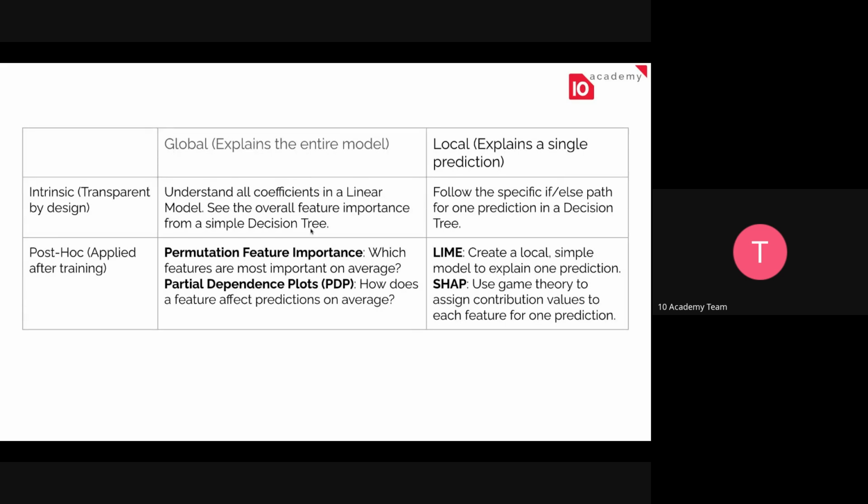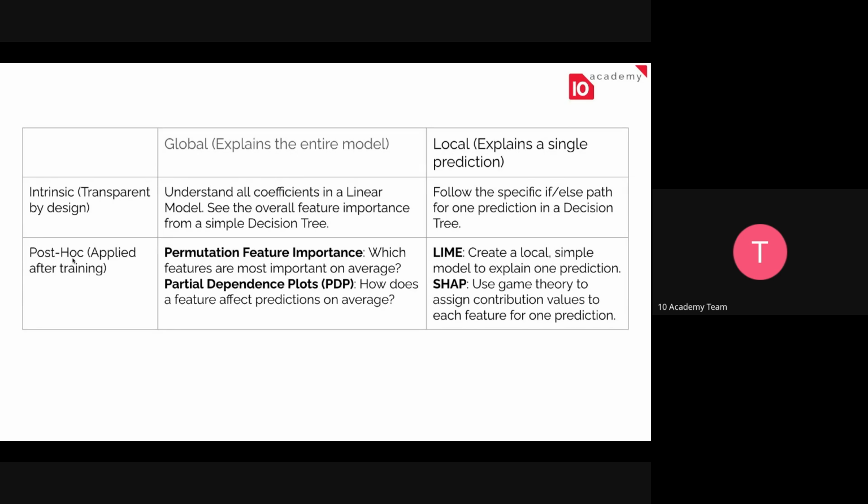So if it is global and intrinsic, that means white box models. You can understand all the coefficients in a linear model. You can see overall feature importance from a simple decision tree. But if it is local, you can follow a specific if-else path for one prediction in a decision tree. We will see what we mean by this one.